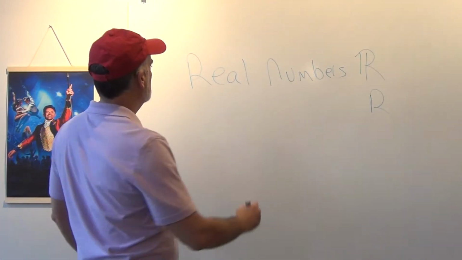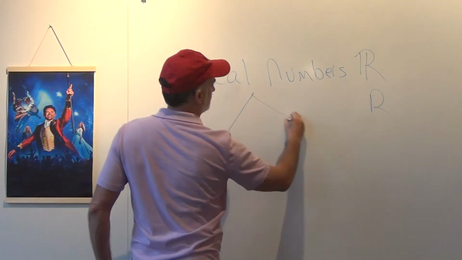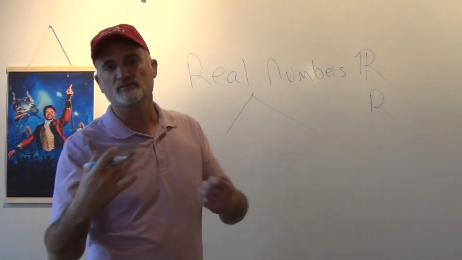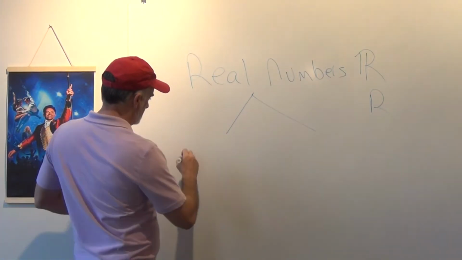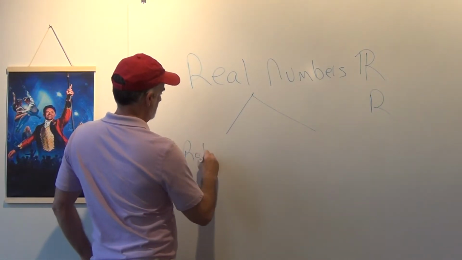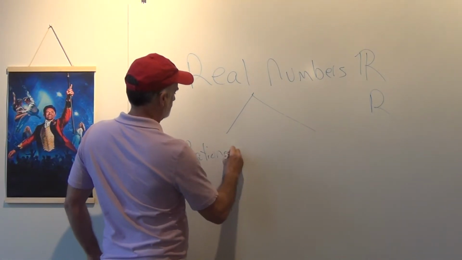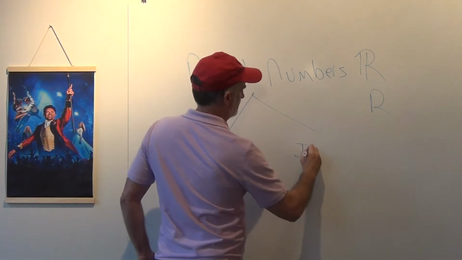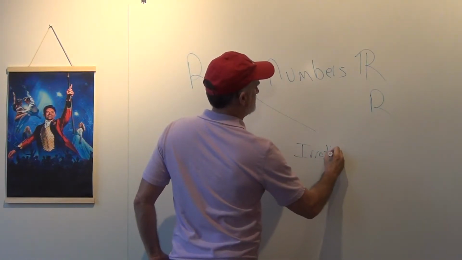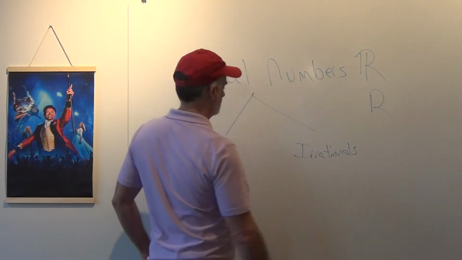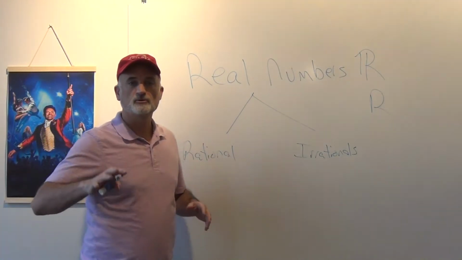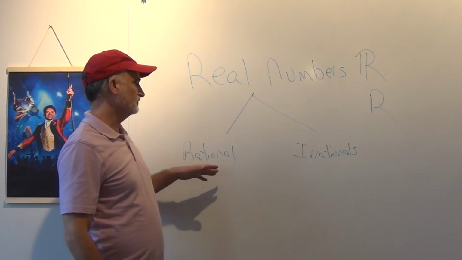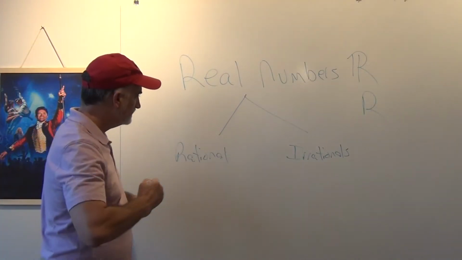So, let's split the real numbers into two categories. Now, there's more than two categories, but for today we'll only focus on two. And that is rational numbers and irrationals. Okay? Alright, so for all intents and purposes, we'll start with the rational numbers and look at these.